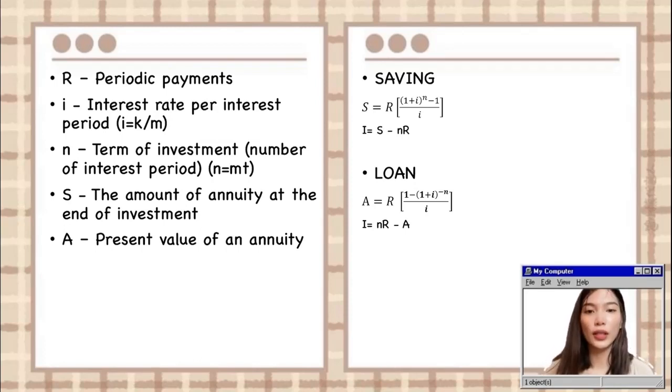The formula to calculate future value is S equals R open bracket (1 plus I) power of N minus 1 over I close bracket. The formula to calculate present value is A equals R open bracket 1 minus (1 plus I) power of minus N over I close bracket.